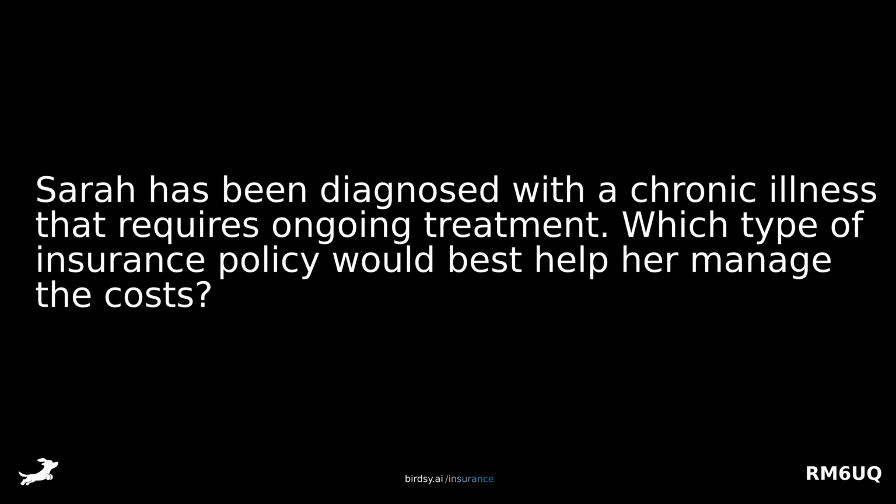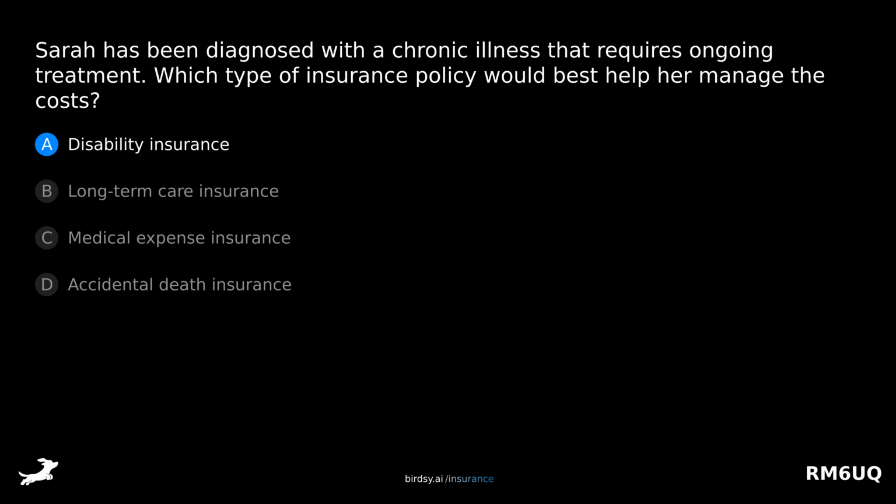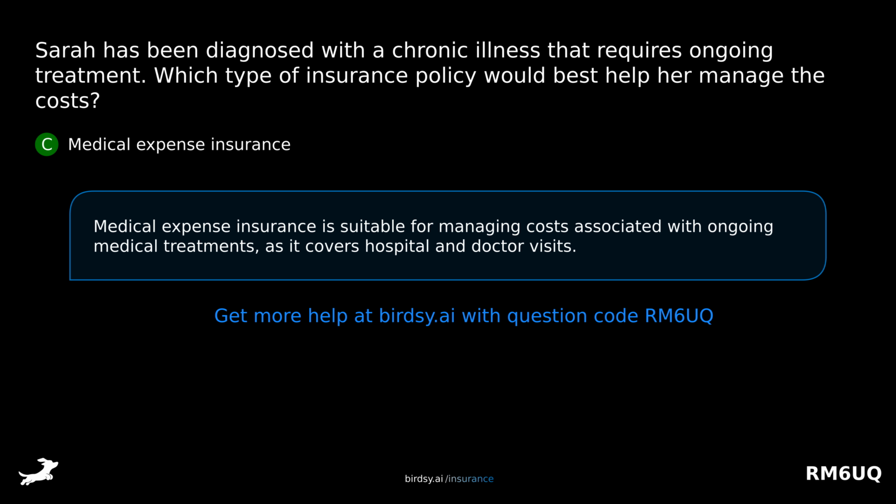Sarah has been diagnosed with a chronic illness that requires ongoing treatment. Which type of insurance policy would best help her manage the costs? Is it A, disability insurance, B, long-term care insurance, C, medical expense insurance, or D, accidental death insurance? The answer is C, medical expense insurance. Medical expense insurance is suitable for managing costs associated with ongoing medical treatments as it covers hospital and doctor visits.